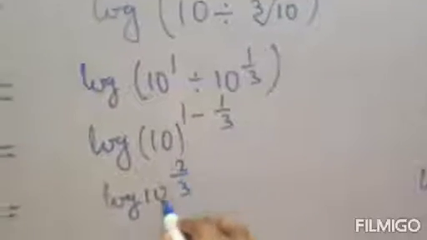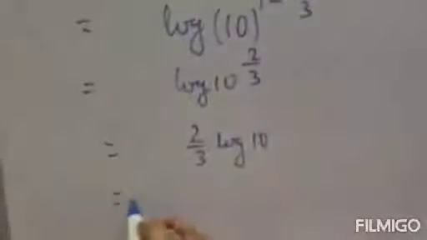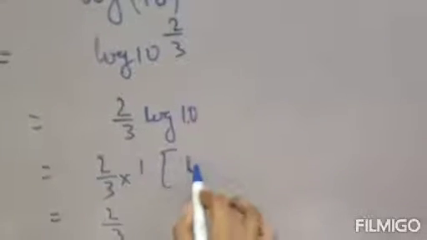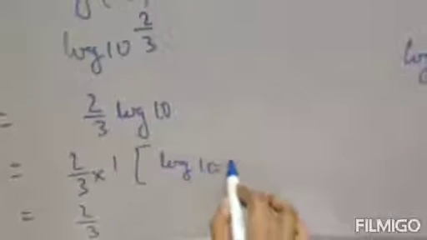So it is log 10, 1 minus 1 by 3, its LCM is 2 by 3. So 2 by 3 will come first by applying power law, that is 2 by 3 log 10. Clear? So it will be 2 by 3 into 1. Answer is 2 by 3. Here the value of log 10 is 1. Remember that value of log 10 is always 1.